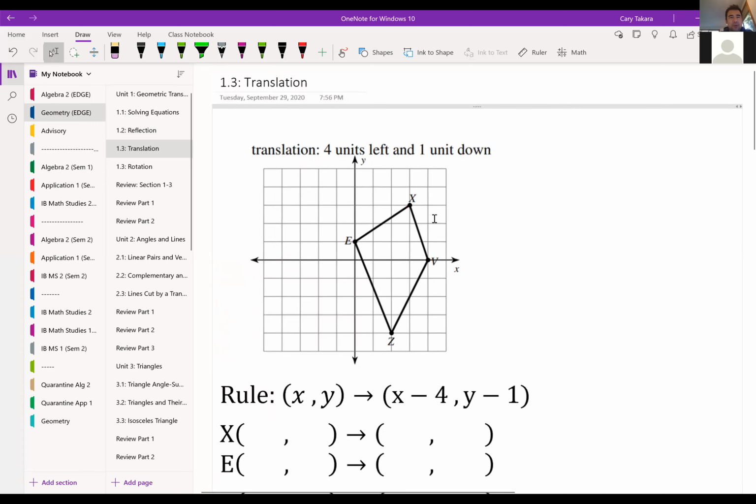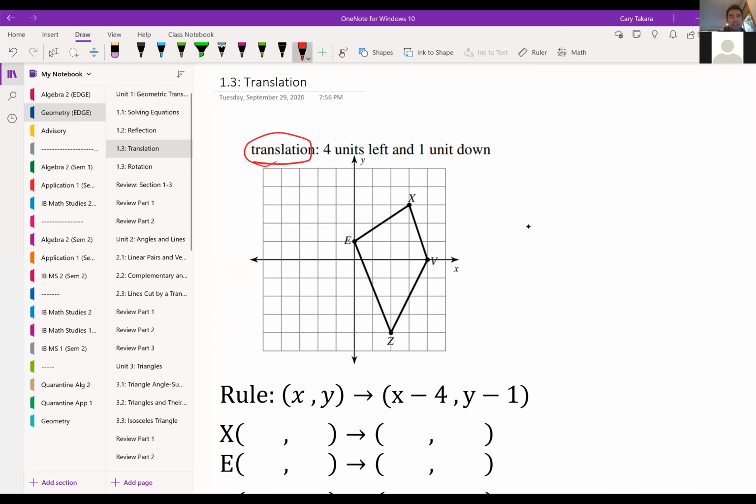Today, we're going to go over translation, okay? Now, what is a translation? So, translation in informal language is slide. Basically, you're going to slide. That's what translation is. Okay.